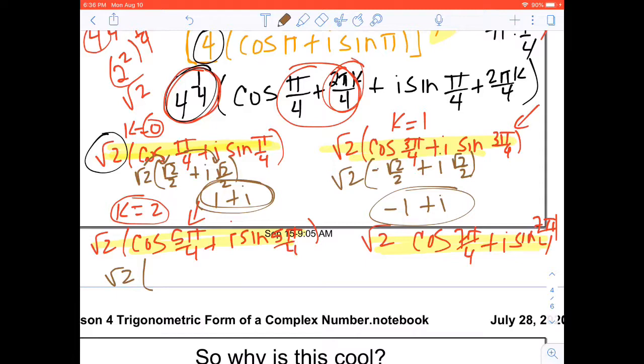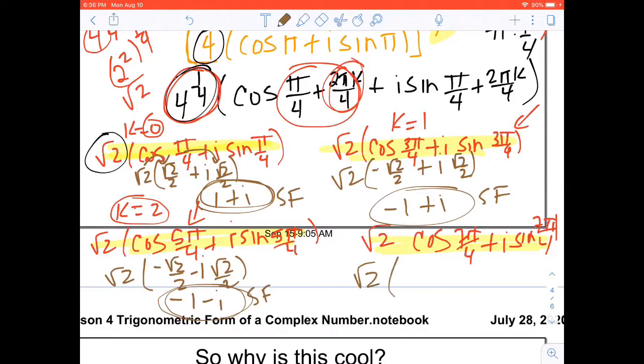Here, I'm going to get a root 2. Cosine is negative in the third quadrant, as is the sine. So we're going to get negative 1 minus I. So standard form, standard form, standard form. And then here I'm going to get root 2 times a positive root 2 over 2 minus I root 2 over 2. And this gives me 1 minus I. Those are your 4 roots of negative 4.